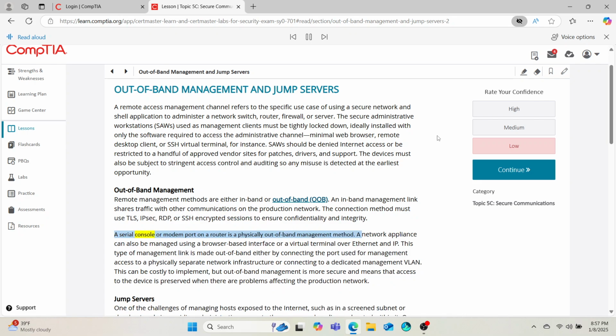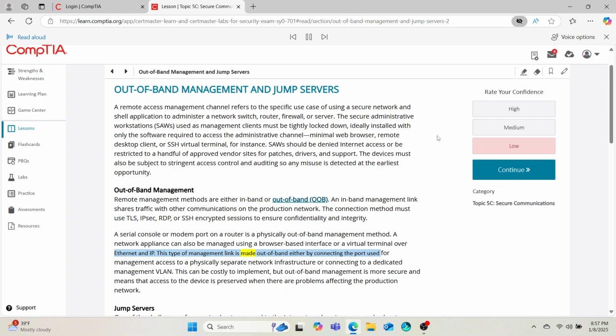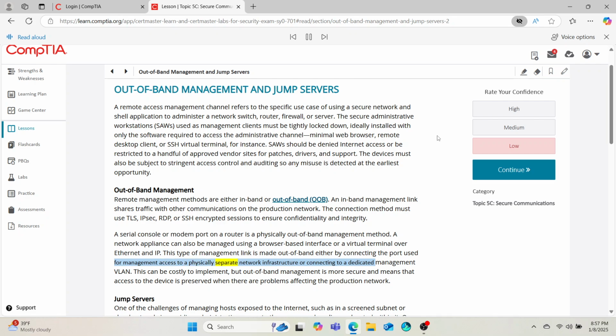A serial console or modem port on a router is a physically out-of-band management method. A network appliance can also be managed using a browser-based interface or a virtual terminal over Ethernet and IP. This type of management link is made out of band either by connecting the port used for management access to a physically separate network infrastructure or connecting to a dedicated management VLAN. This can be costly to implement, but out-of-band management is more secure and means that access to the device is preserved when there are problems affecting the production network.